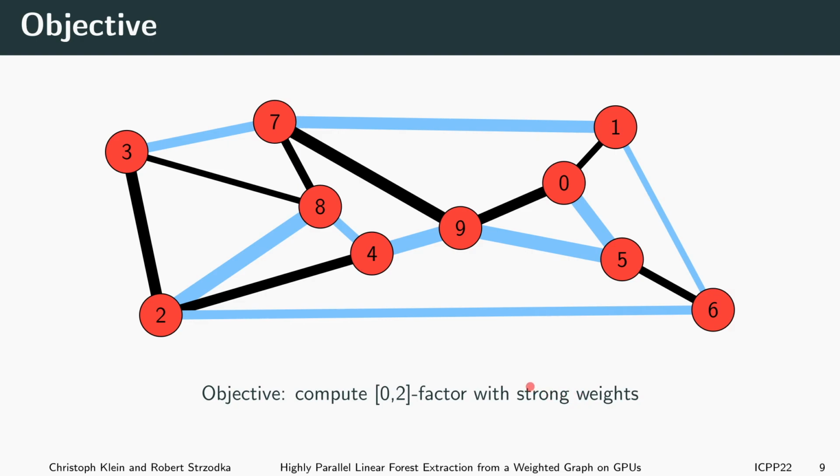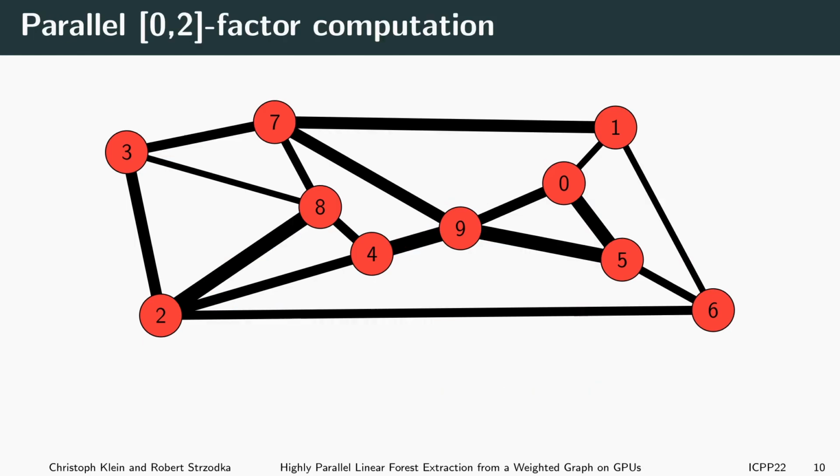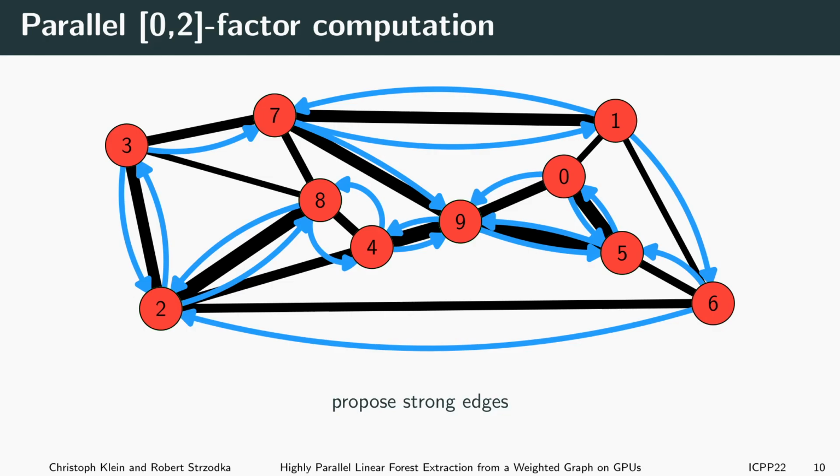And how do we do this? In parallel, for each vertex, we can now propose along existing strong edges in this weighted graph. For example here, vertex 6 proposes to vertex 2 and to vertex 5, because the edge to vertex 1 has a smaller weight. And for the other vertices we do it in the same fashion. Each vertex takes its two strongest edges and proposes along these strongest edges.